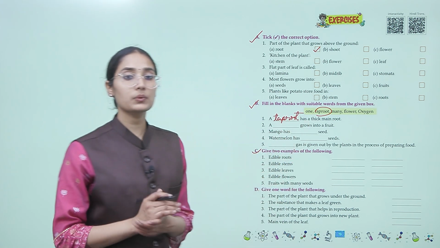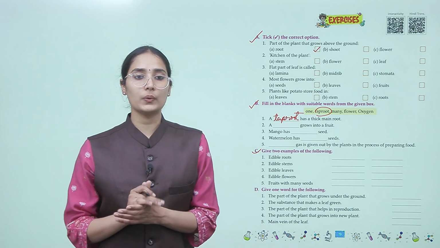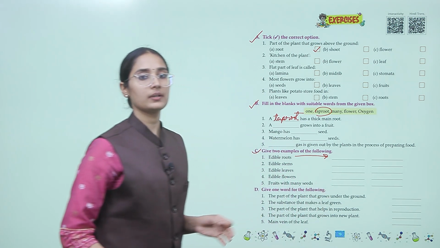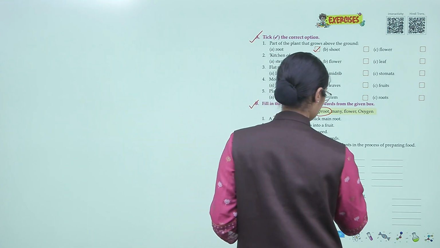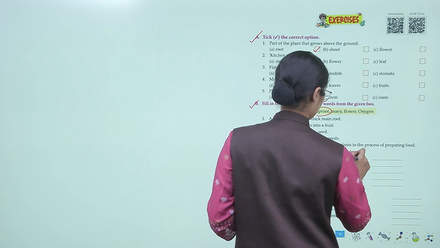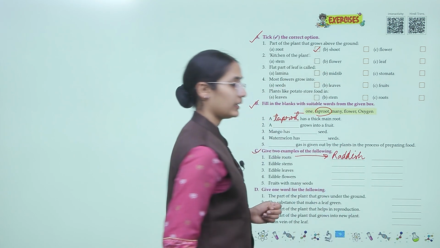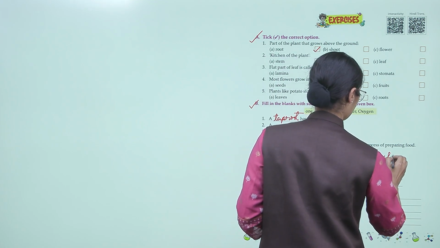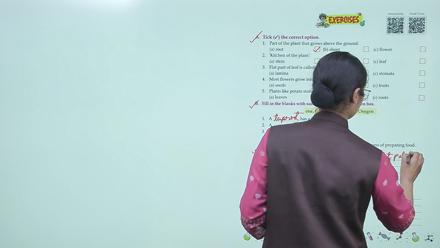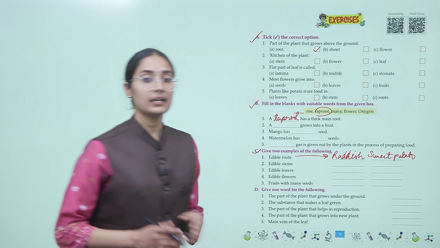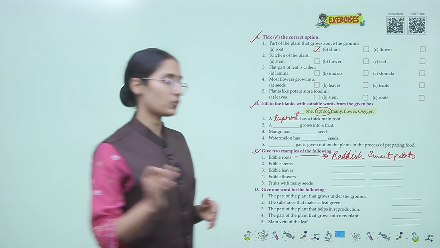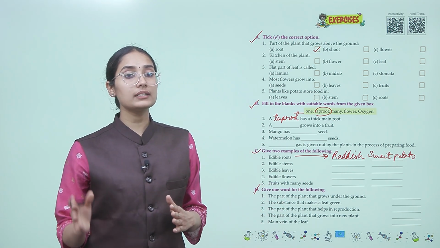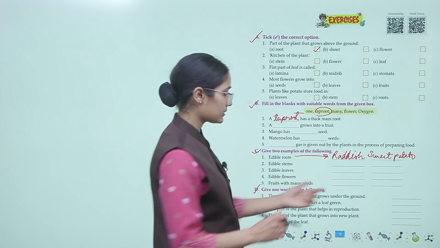Now, the next question is give 2 examples of the following. Let's say if we talk about edible roots, what are the examples of edible roots? It is radish. What else? Sweet potato. Okay. Now, the next question is give 1 word for the following. The part of the plant that grows under the ground. What is it called? It is the root.